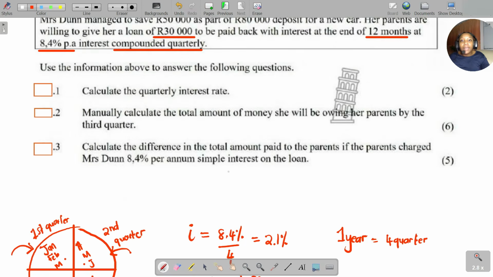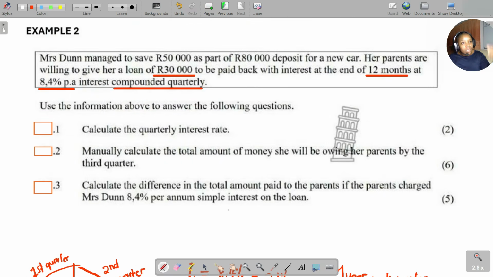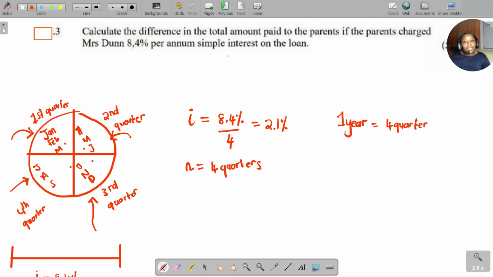Now, we can basically calculate the interest that will be added to that 30,000 that she borrowed from her parents. We're going to calculate the interest that will be added in the first quarter, then the second quarter, then the third quarter, then the fourth quarter, right? Using our understanding of compound interest, that interest is calculated on the accumulated amount. So every time we do that calculation, we need to make sure that we have that accumulated amount before we can calculate the interest for the second quarter.